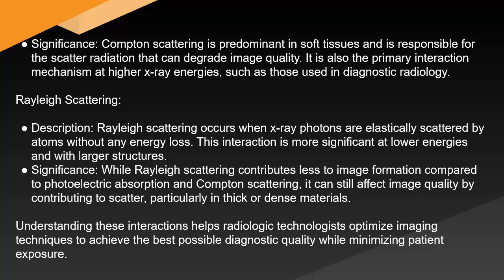Rayleigh scattering. Description: Rayleigh scattering occurs when X-ray photons are elastically scattered by atoms without any energy loss. This interaction is more significant at lower energies and with larger structures. Significance: while Rayleigh scattering contributes less to image formation compared to photoelectric absorption and Compton scattering, it can still affect image quality by contributing to scatter, particularly in thick or dense materials. Understanding these interactions helps radiologic technologists optimize imaging techniques to achieve the best possible diagnostic quality while minimizing patient exposure.